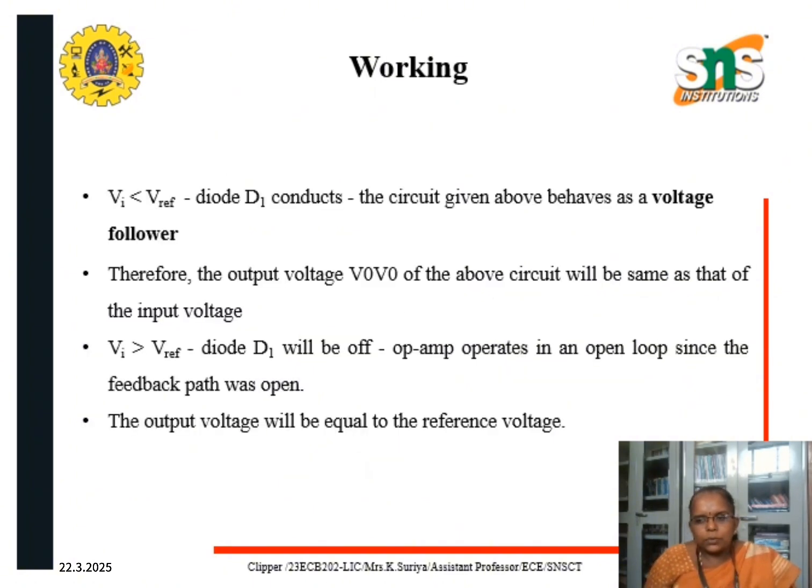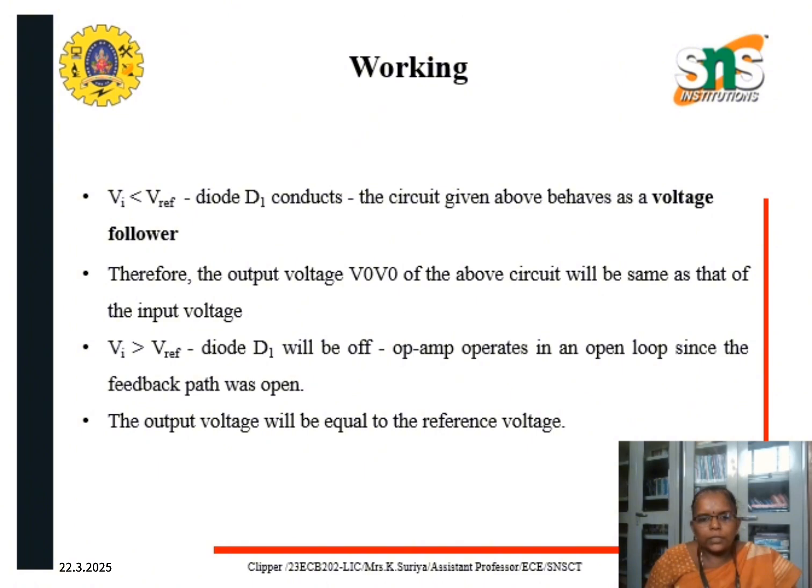In the circuit shown above, the sinusoidal voltage signal Vi is applied to the non-inverting terminal of the op amp, and the value of the reference voltage is chosen by varying the resistor R2. Next we'll see the working of the positive clipper. If the value of the input voltage Vi is less than the reference voltage V reference, then the diode D1 will conduct. The circuit behaves as a voltage follower.